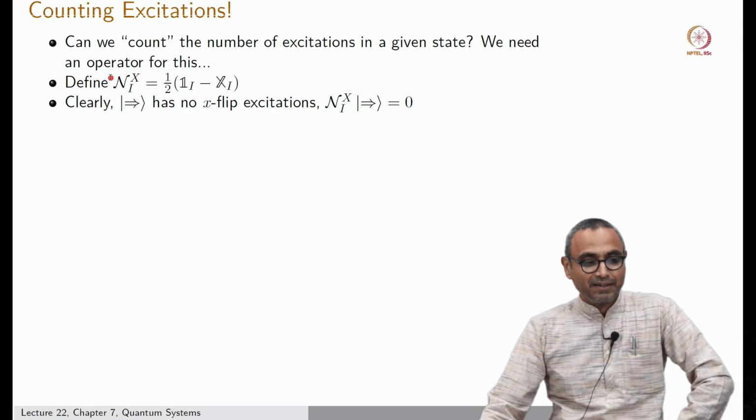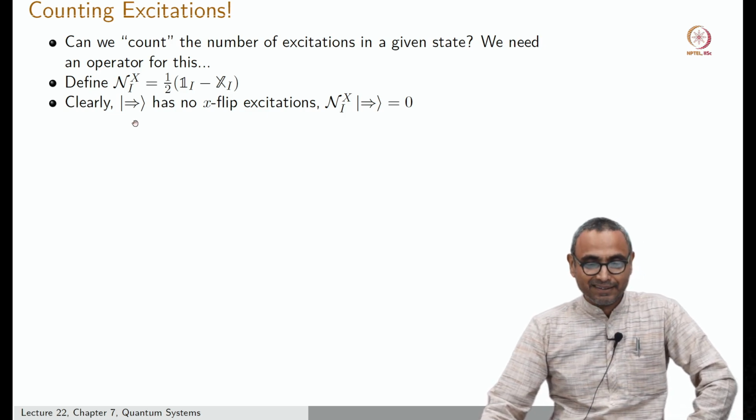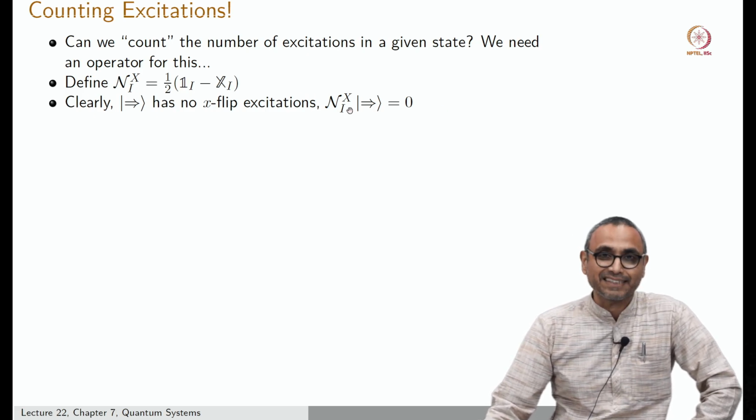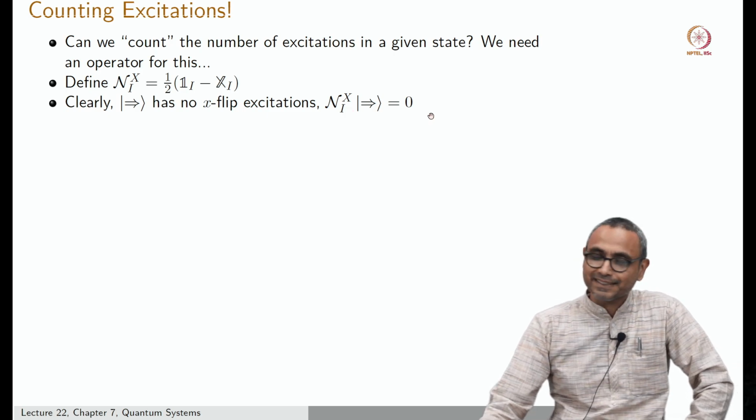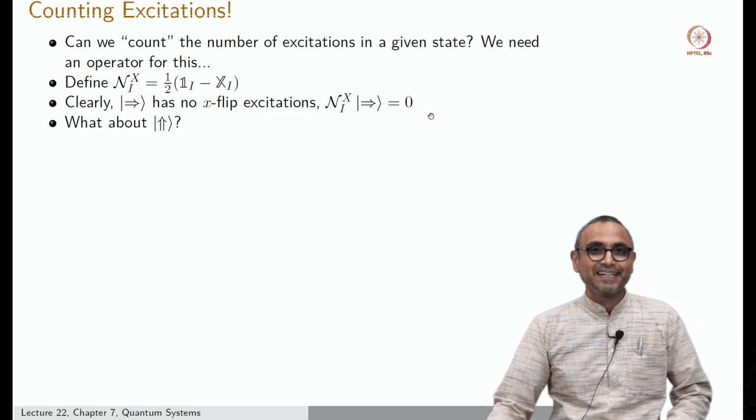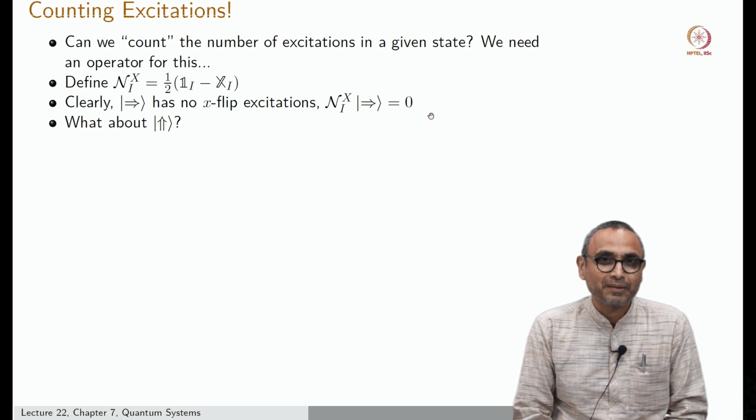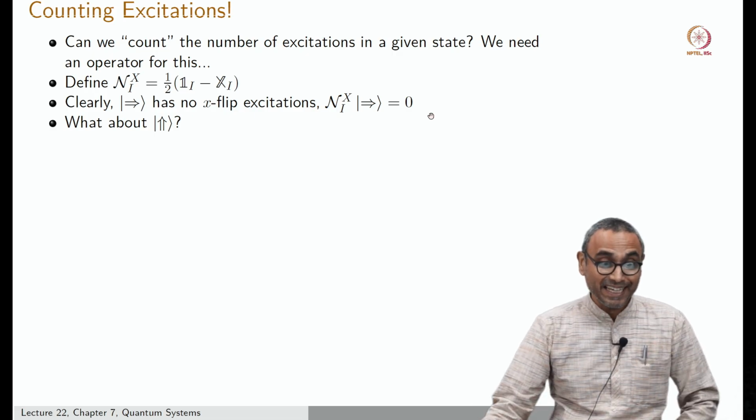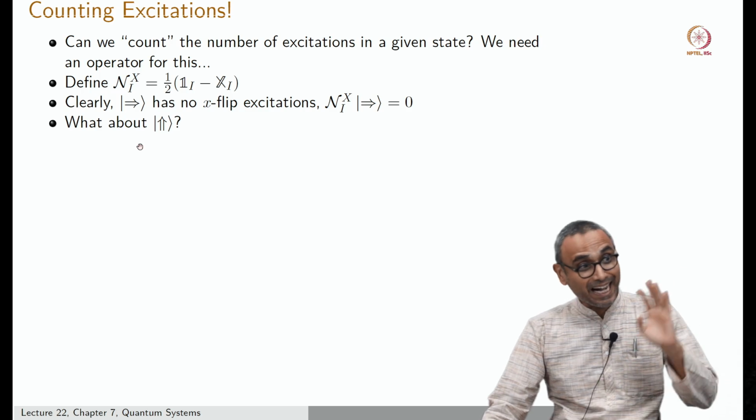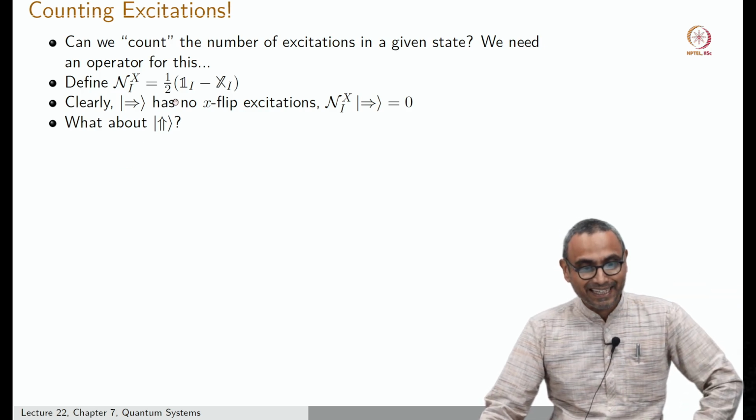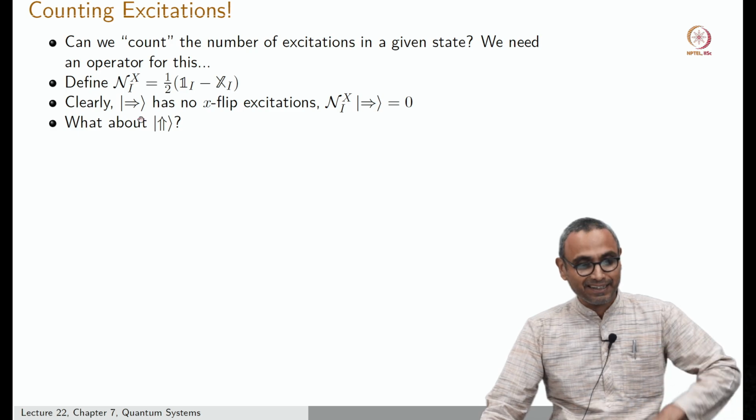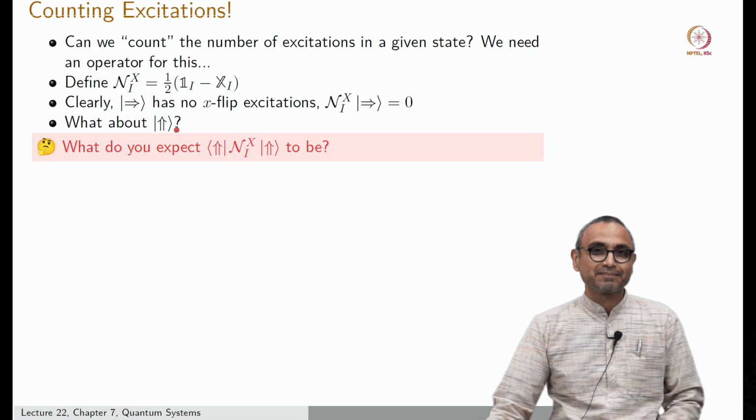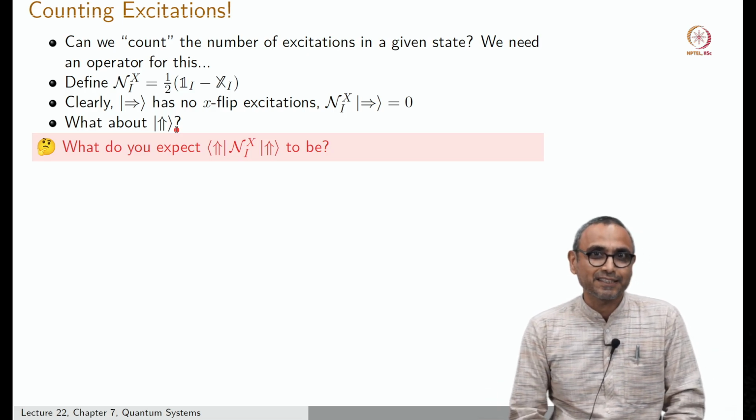Just as a simple check, you will see that the fully right polarized state has no X-flip excitations for any site. For any i, this is 0, which is exactly what it should be. Now I ask the question: what is the average number of X-flip excitations if I am in the ferromagnetic state? I am at the other end of the phase diagram. I am asking how many X-flip excitations are there in the ferromagnetic state. Okay. So please pause the video and try to find an answer to this before you continue.